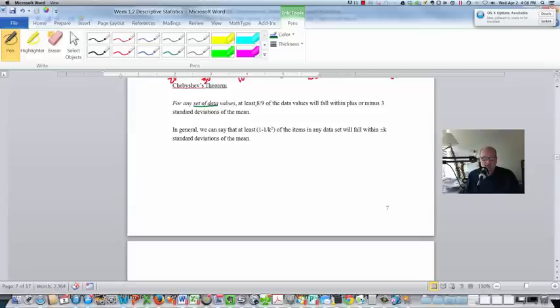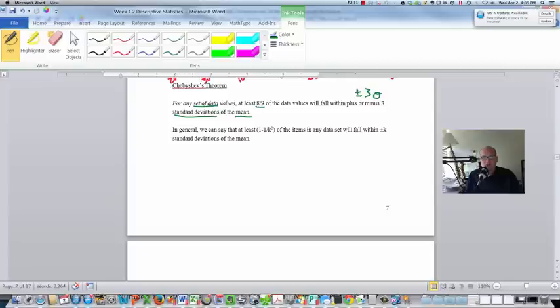at least, here's the one version, at least 8/9 of the data will fall within plus or minus 3 standard deviations of the mean. So again, we need the standard deviation and we need the mean. It says plus or minus, remember, that's how we would write this. 3 standard deviations, we might write it that way, 3 sigma. 3 standard deviations will have 8/9 of the data.